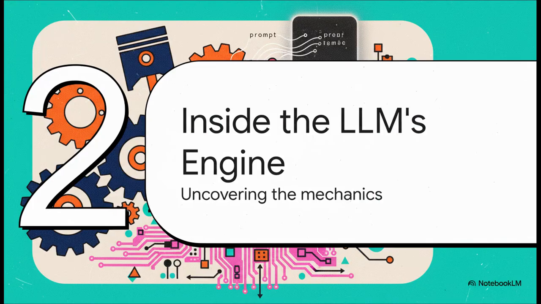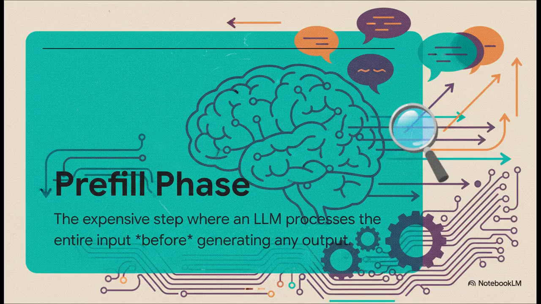So to really get why this is such a game changer, we have to go inside the LLM's engine. Yeah, we're going to crack open that black box and see what's actually happening under the hood that makes all of this possible. Okay, this is it. This is the absolute key to everything. Before a large language model writes even a single word, it first has to read the entire prompt you gave it. This first step, which is super computationally expensive, is called the prefill phase.